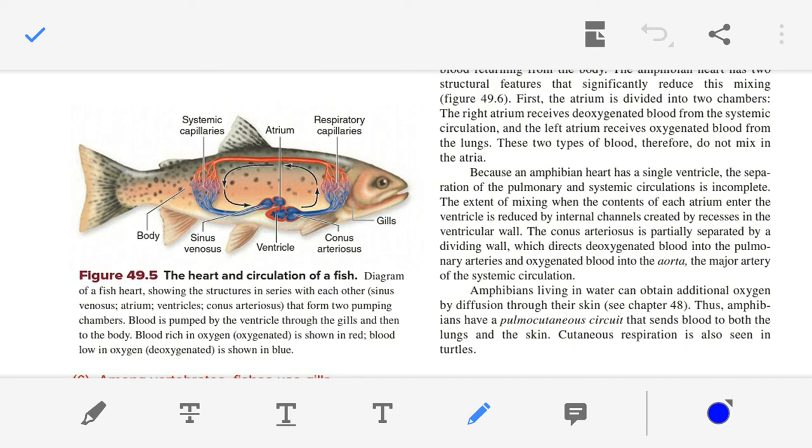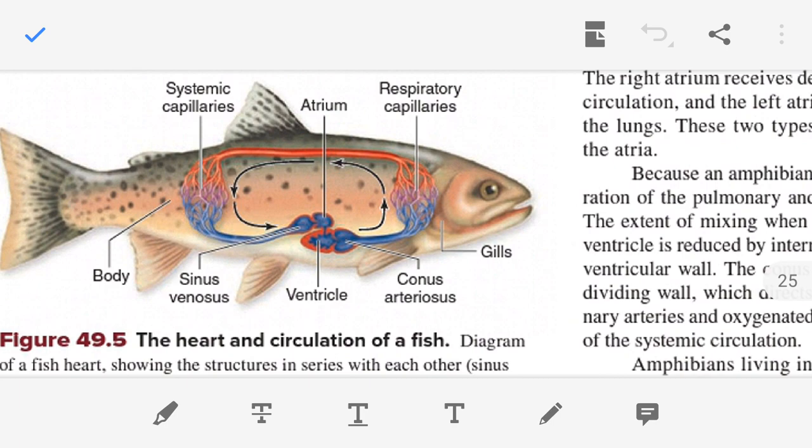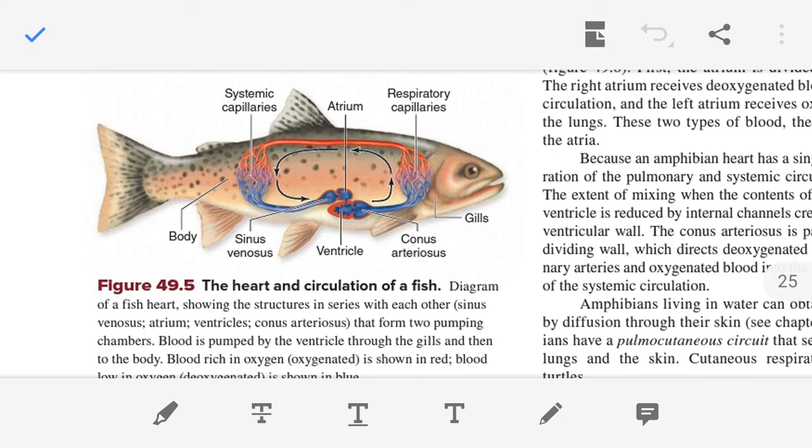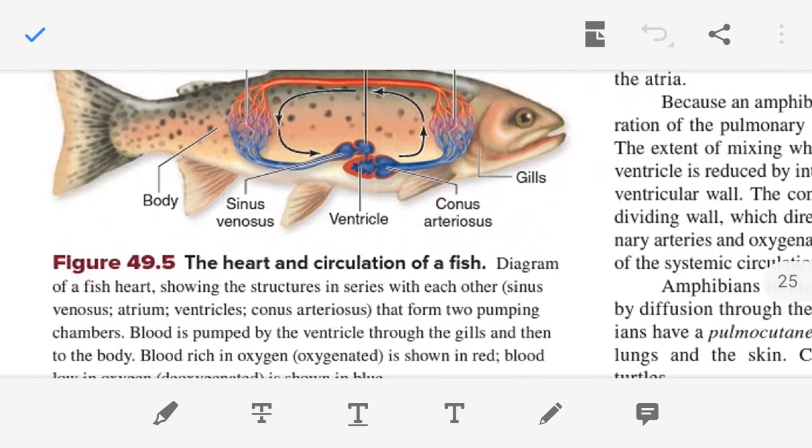Now this one is the heart of fish. And you observe this heart. So there are a total of 4 chambers. Okay. And these 4 chambers are making the 2 pumping chambers.